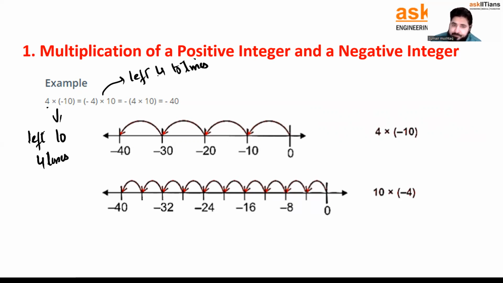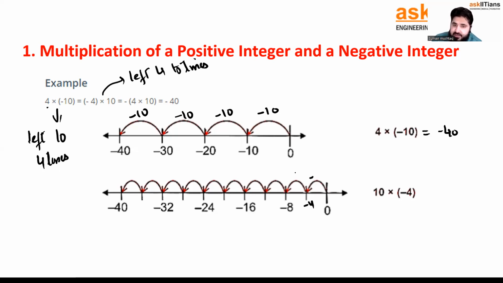Just look at the connection between these two. So I am traveling here the distance. This is negative 10 once. This is negative 10 one more time. This is negative 10 one more time. This is negative 10 one more time. I will reach up to negative 40. Here it is negative 4 once.